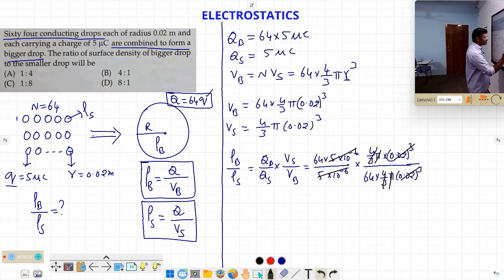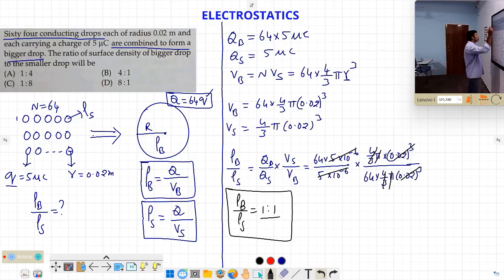So is it correct or not? We'll check that. The ratio rho B by rho S is equal to 1 is to 1. So the answer of this one is 1 is to 1. That is correct only. But here the options are given wrong. So you can modify this one, 1 is to 1. First option is correct. But if you want to get it in the form of 1 is to 4, 4 is to 1 like that, that means it should not be a drop.